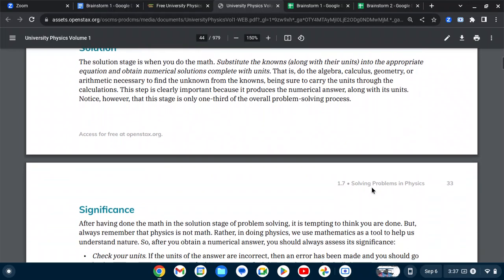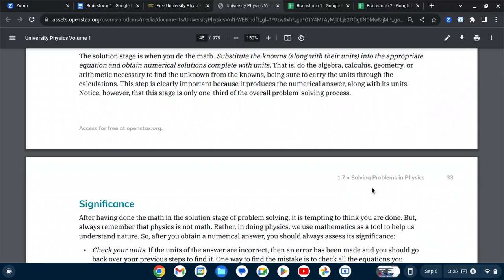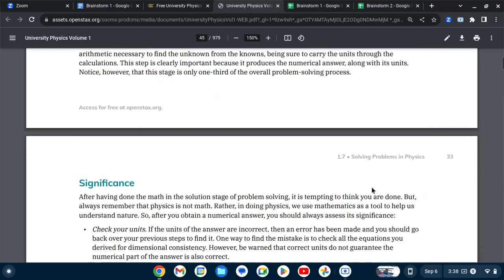Solution. The solution stage is when you do the math. Substitute the knowns into the appropriate equation and obtain numerical solutions complete with units. That is, do the algebra, calculus, geometry, or arithmetic necessary to find the unknown from the knowns, being sure to carry the units through the calculations. This step is clearly important because it produces the numerical answer along with its units. Notice, however, that this stage is only 1/3 of the overall problem-solving process.